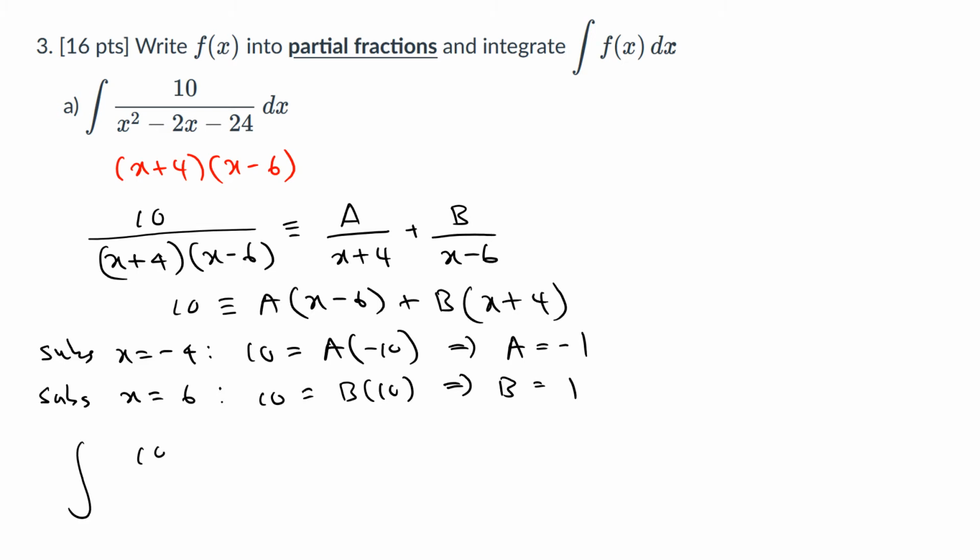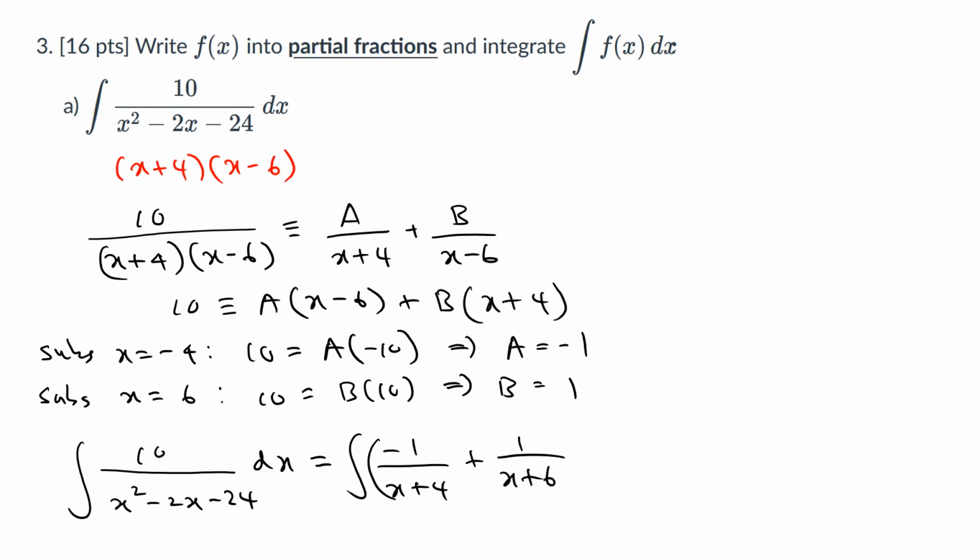So we can go back to the problem. We got the proper fractions now. With a equal negative 1 and b equal 1, this is simply negative 1 over x plus 4, plus 1 over x minus 6, dx. This is very easy to integrate. The first one is negative natural log of the absolute value of x plus 4, and the second one is natural log of the absolute value of x minus 6. Remember, you have to use the absolute value sign here. Don't use parentheses, because if you use parentheses, you are missing half of the answer. Good.